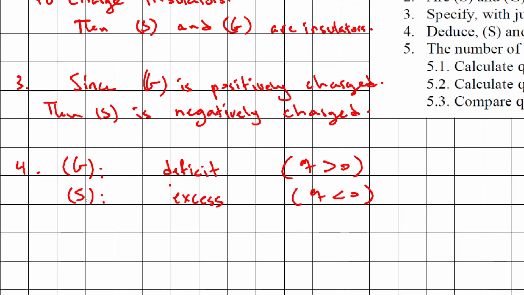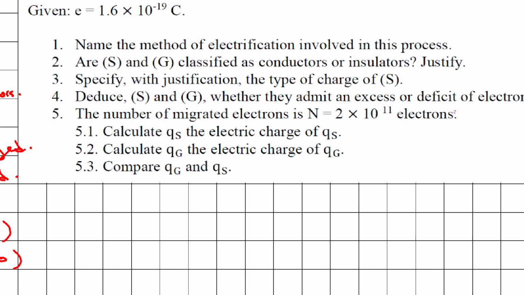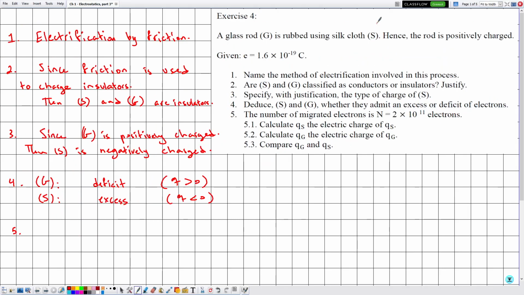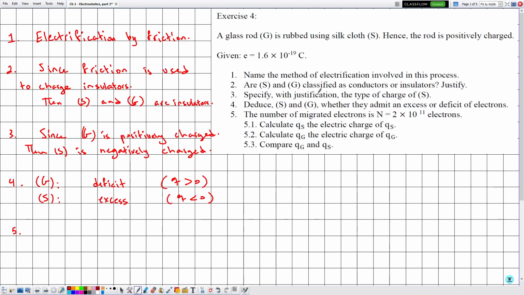Now this is important. Why? Because whenever there is a deficit, the charge can be expressed as Q equals NE, and whenever there is an excess, it is given by Q equals minus NE. And now, in number 5, they are telling us that the number of migrated electrons is 2 times 10 to the power 11 electrons. Here the electrons have migrated either from G to S or from S to G. Since G is positively charged and S is negatively charged, the direction of migration is from G to S.